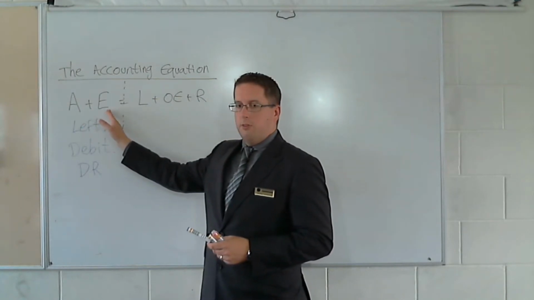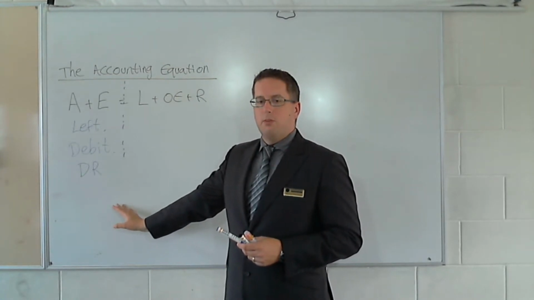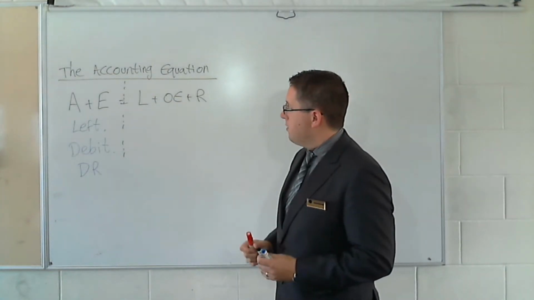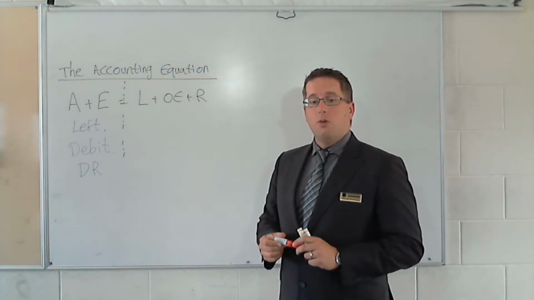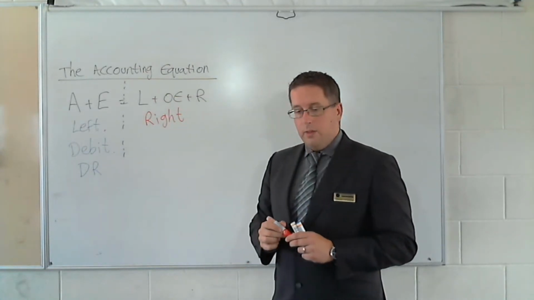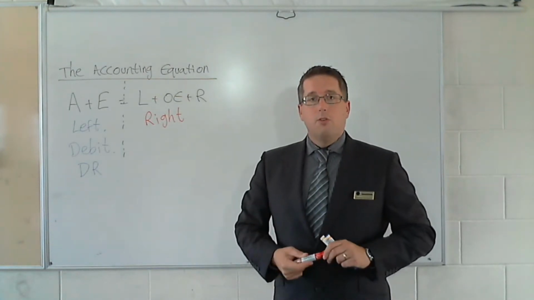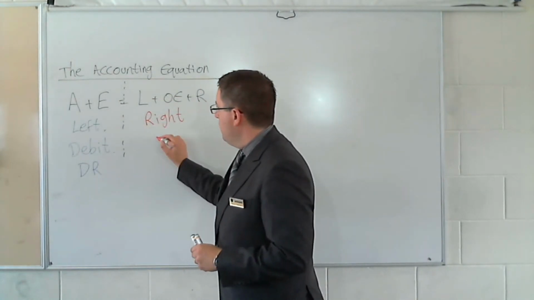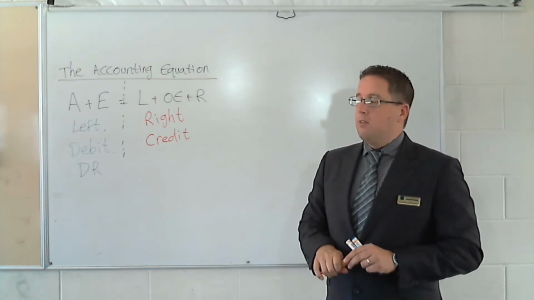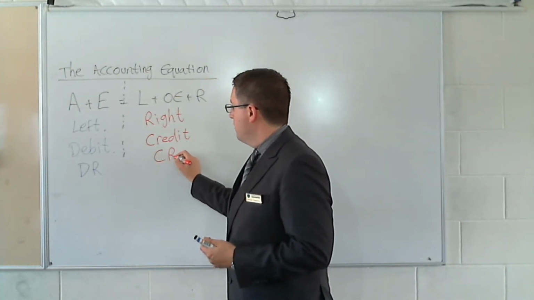So, assets and expenses are what we call debit in nature. They're normally debits, or on the left. Now we look to the other side, and we've got our liabilities, owner's equity, and revenue. These are on the right-hand side of that equation. Again, we don't use the words right-hand side, we use the word credit. So credit just means literally on the right-hand side, or we can write CR for short.